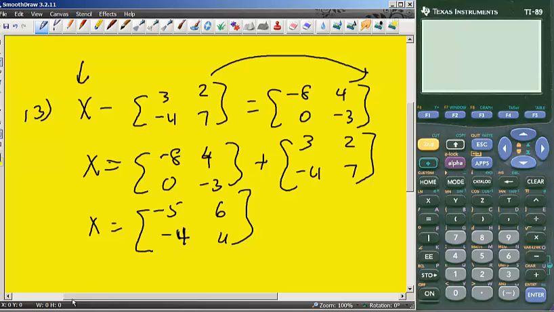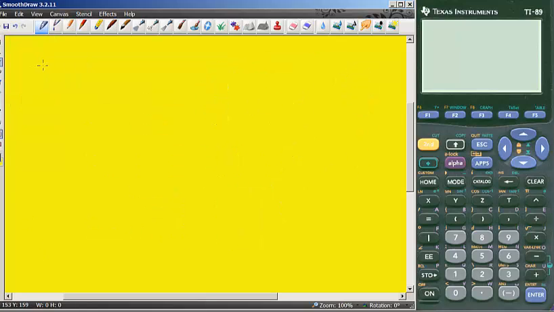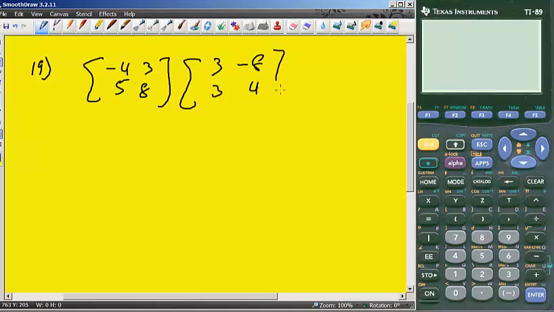Okay, so that brings us to multiplication, which is a little bit more complicated. Okay, number 19, you have negative 4, 5, 3, 8, and then you have 3, 3, negative 8, 4, and they want you to multiply. So when you multiply these, you're going to take the first row, multiply by the first column, and then put that answer in the first row, first column. This is row 1 and this is column 1, so we're going to put the answer in row 1 and column 1.